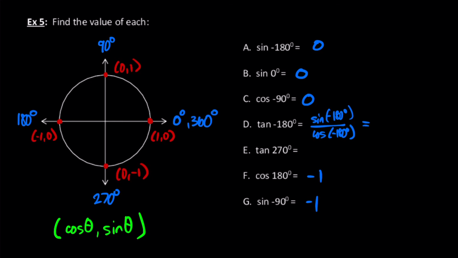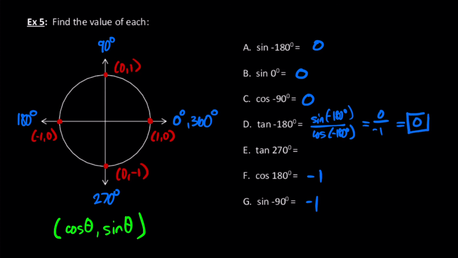Now, if we've already done these, we can fill them in. We already did sine of negative 180 up above. That's a 0. Cosine of negative 180 is the same as cosine 180, right? That's negative 1. So in a fraction, I can't leave a 0 in a fraction. If 0 is in a fraction, the answer is either 0 or it's undefined, depending on where the 0 is. If the 0 is in the numerator, that result is 0.